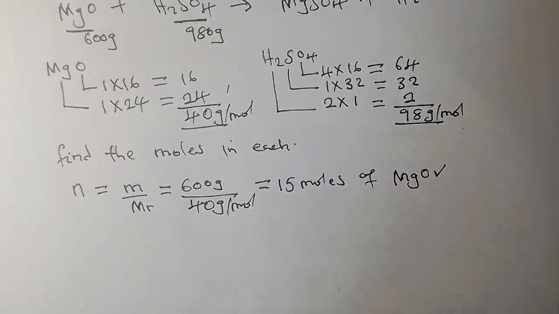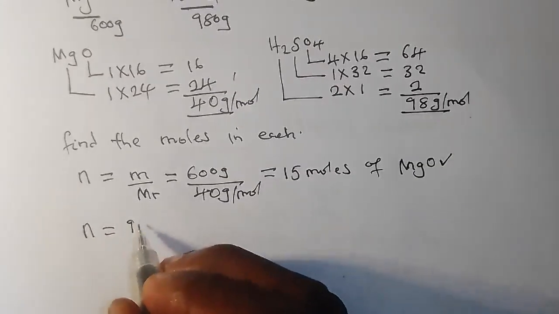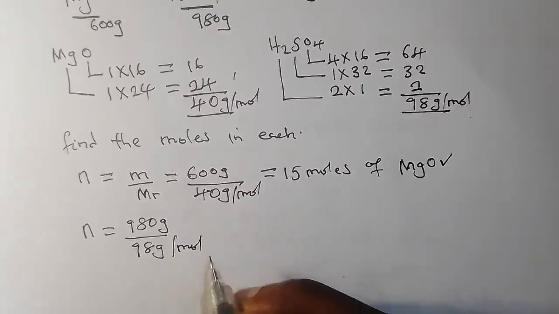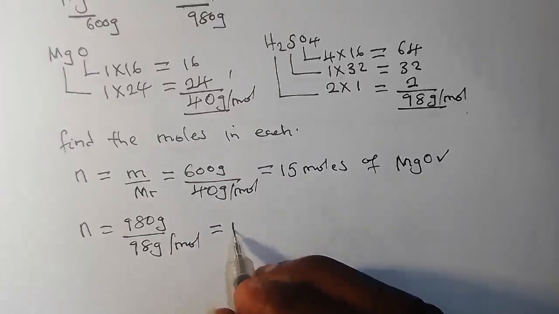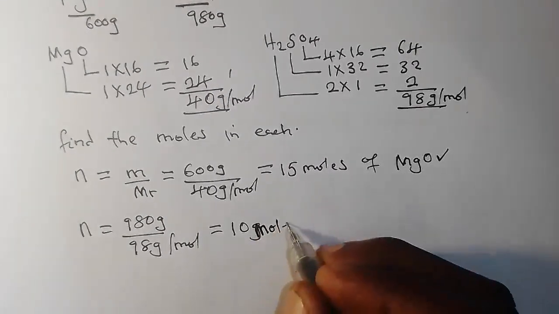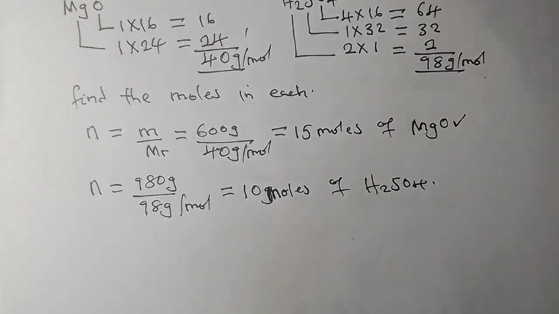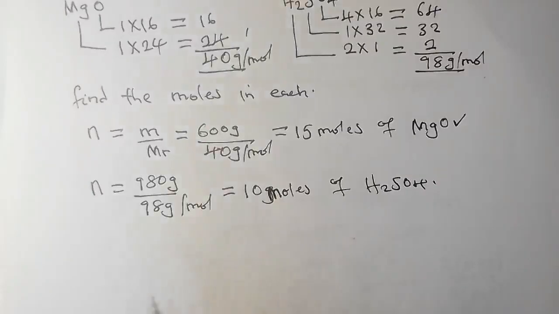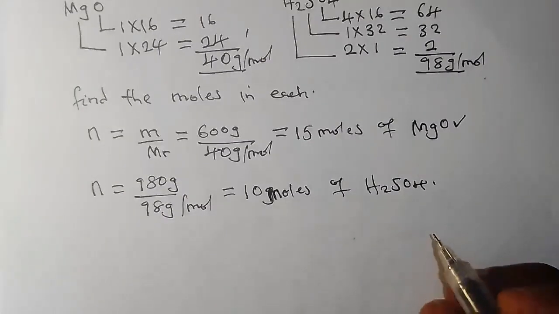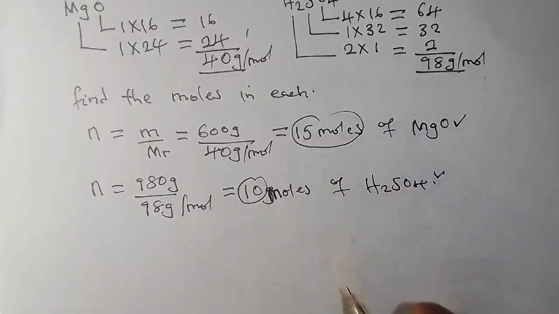And then you also do the same with sulfuric acid. Number of moles of sulfuric acid is 980 grams divided by 98 grams per mole, and this is going to give us 10 moles of sulfuric acid. Once you reach this point, you can find the mole ratio by comparing. The one with the lesser number of moles is the one that is limiting.